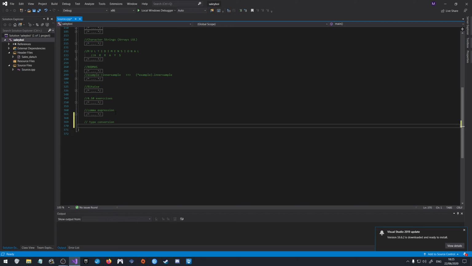We cast D to an integer value, and then it would do integer multiplication between I and D, and then it would set I to the value of those two things. Excellent.